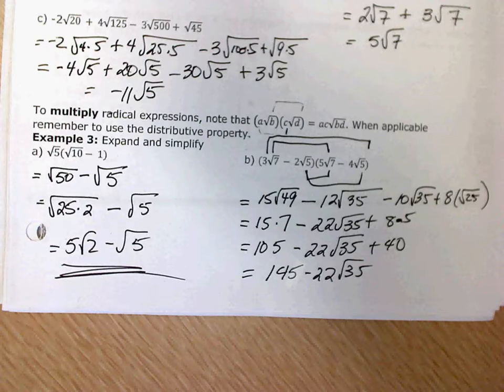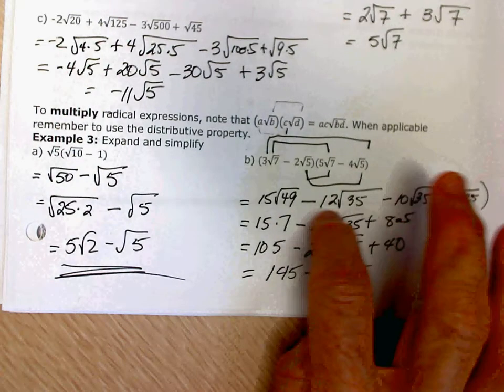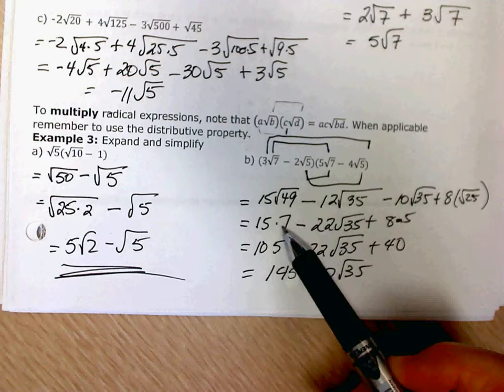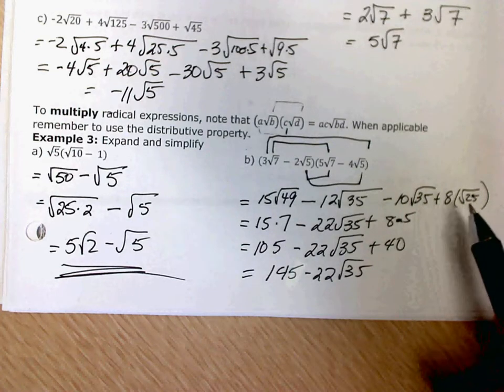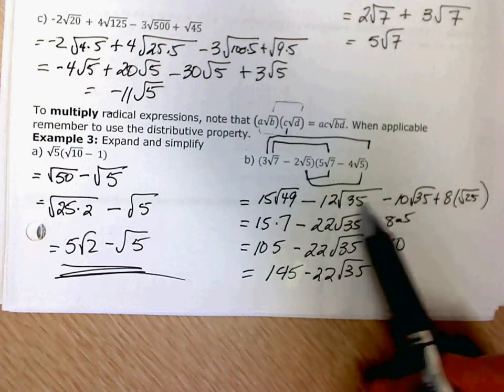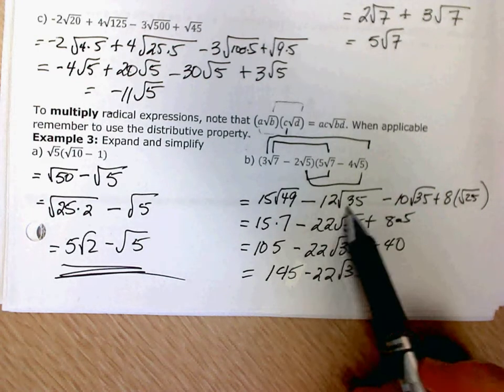Yes. I don't know how you got to the second step. Here, 15 times 7, yeah, the square root of 49 is 7. And then the square root of 25 is 5. And then I added these together. Negative 12 root, that's negative 22 root 35.